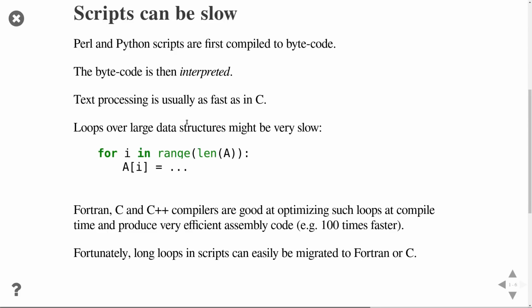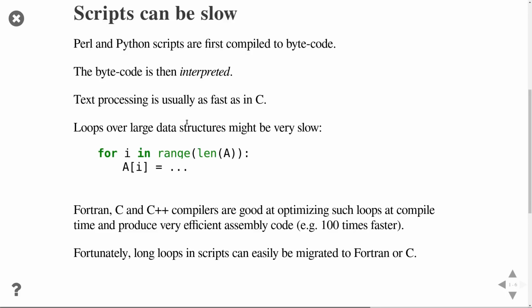And the reason is that compiled languages can optimize these loops and hence lead to much, much faster assembly code. So in practice, if you compare such a loop in Python and C, you probably get a slowdown in Python of 100 to 1,000.